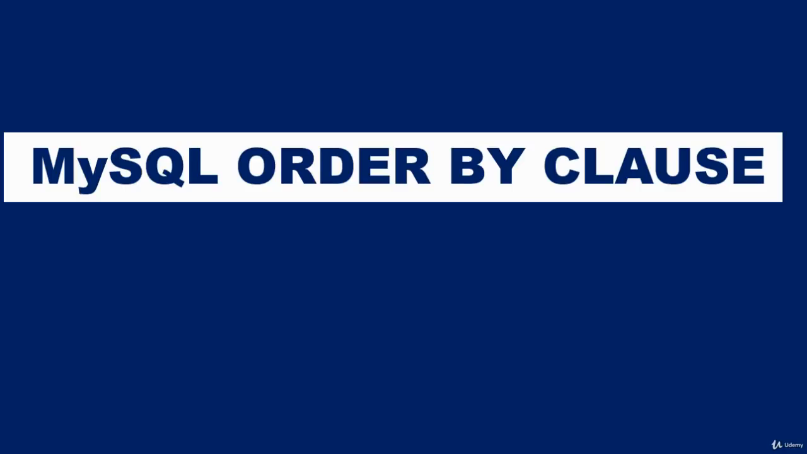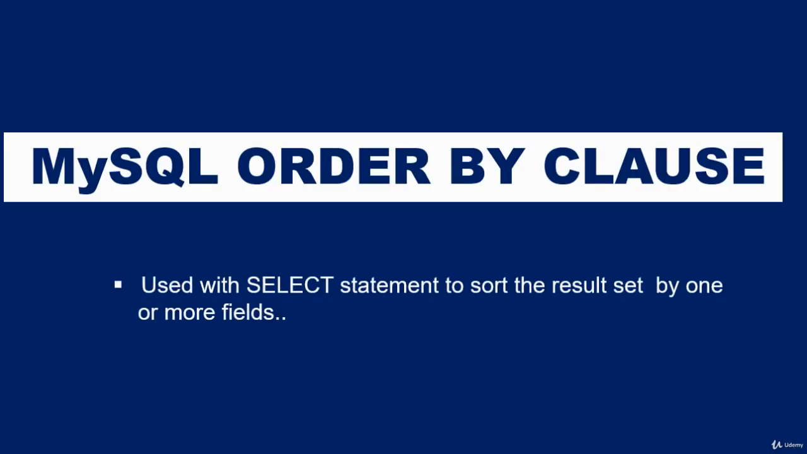The order by clause can be used within an SQL statement to sort the result set by one or more fields. So you can sort the result of a select statement either in ascending order or descending order. The default, if you don't specify an order, usually is by ascending order.